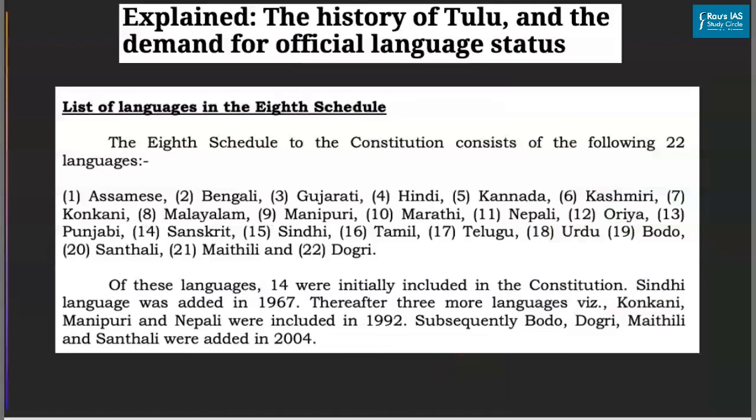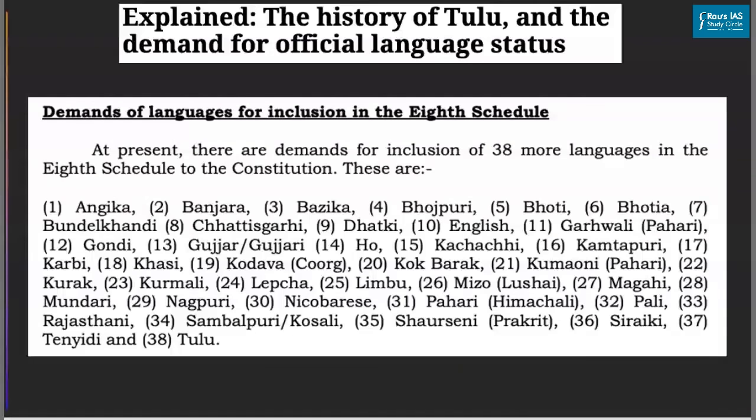Constitution. So presently, we have a number of demands for the inclusion of languages in the 8th schedule. As you can see, according to a report published by the Ministry of Home Affairs, as of now, there is a demand that at least 38 more languages should be included in the 8th schedule. Some of these languages include Angika, Banjara, Chhattisgarhi, Dhadki, Kokbarak, Limbu, Sambalpuri, Shorseni, Taindi, Tulu, etc.